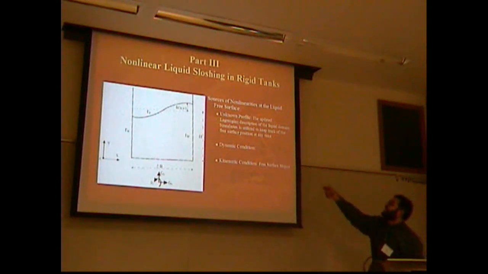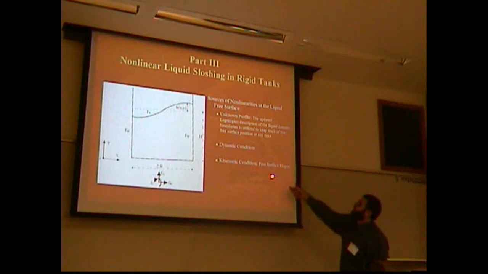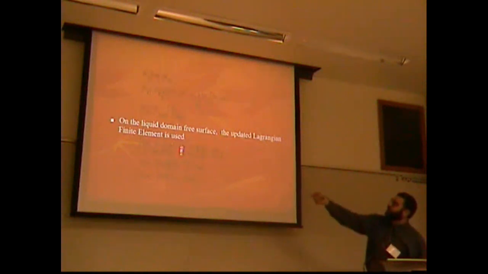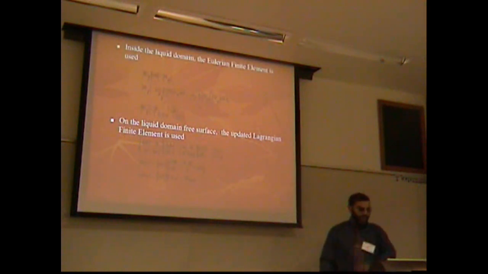So if I want to linearize that, I would cross this term out, and then I would cross these two terms out. Now I have linearized the dynamic condition. I have linearized the kinematic conditions. And these are the resulting equations. You notice here that we don't have any structural degrees of freedom because we have eliminated the structure.